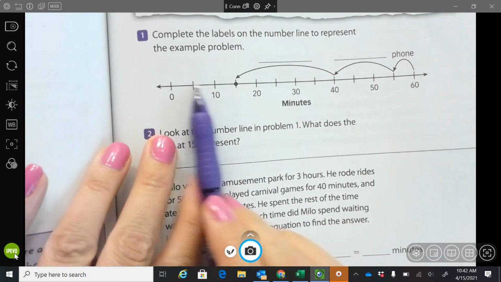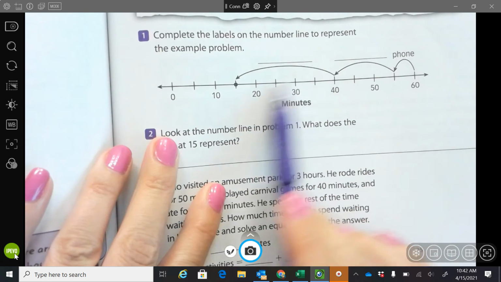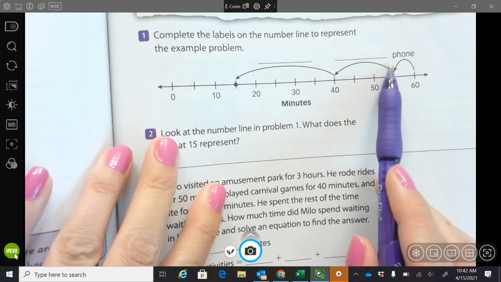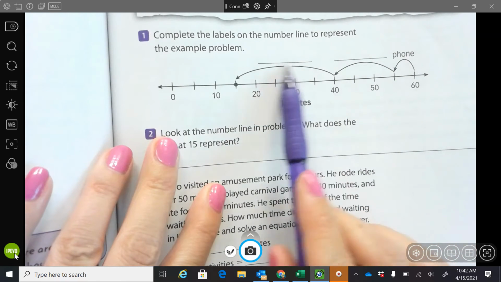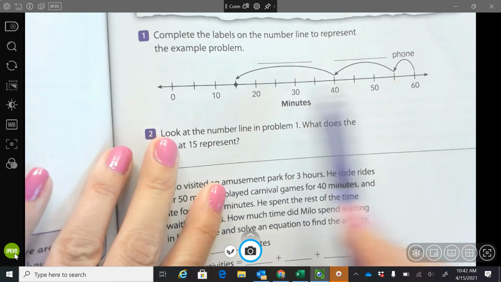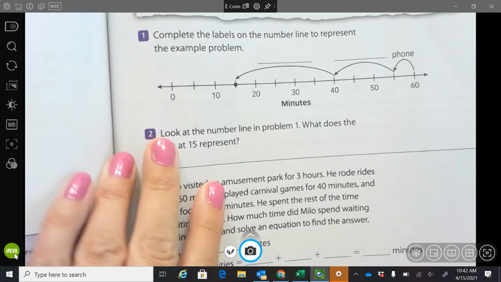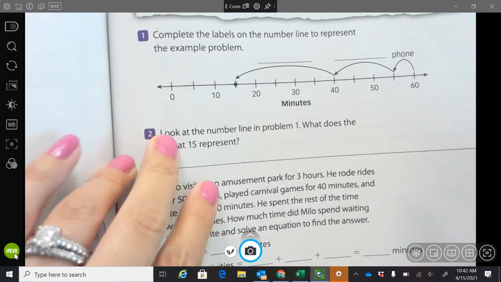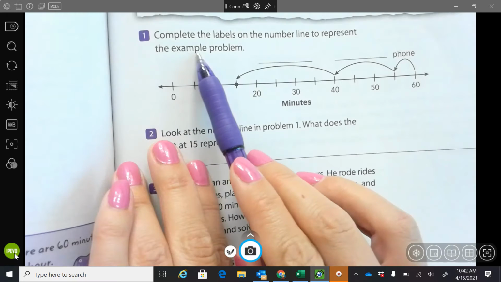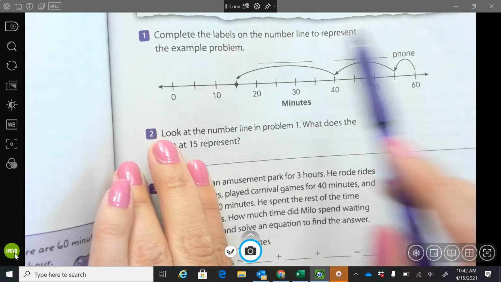What do we call this here? Number line. And when we're looking at it, it's going this way. So what do we know has happened? Subtraction. Awesome. Okay. So it says complete the labels on the number line to represent the example problem.